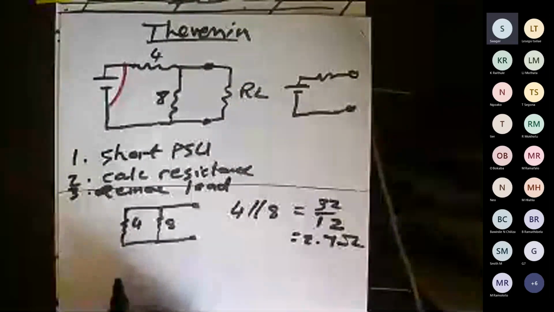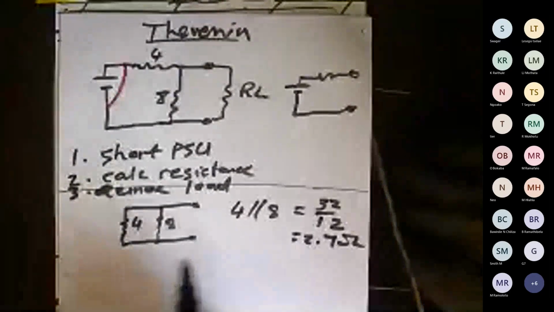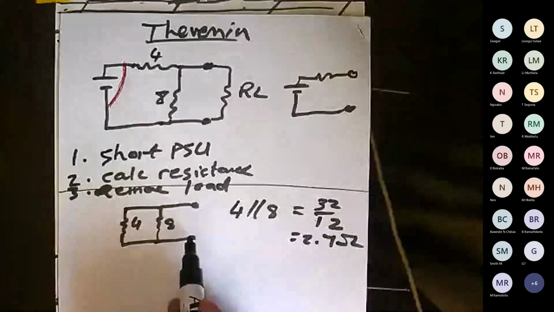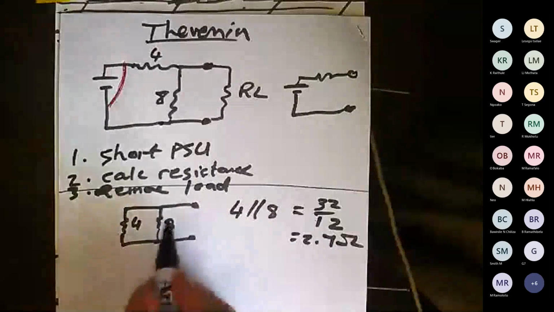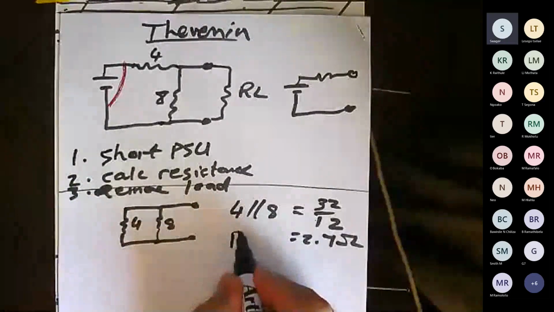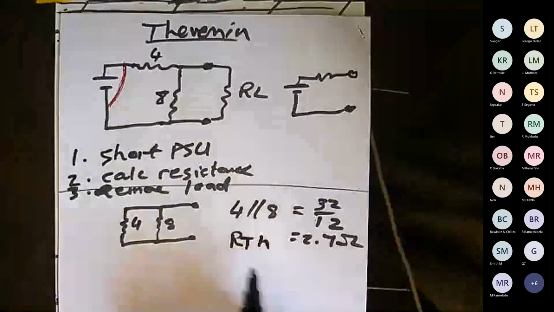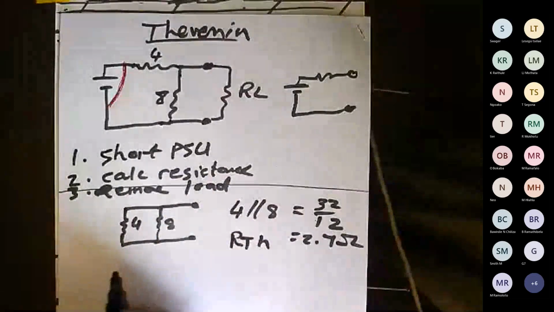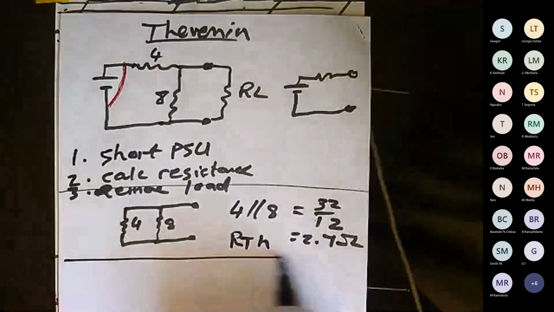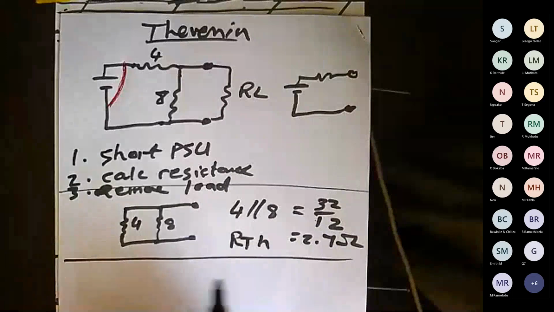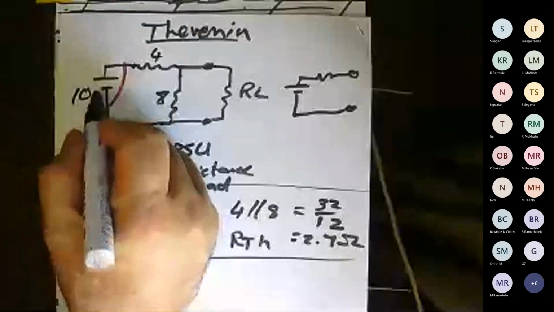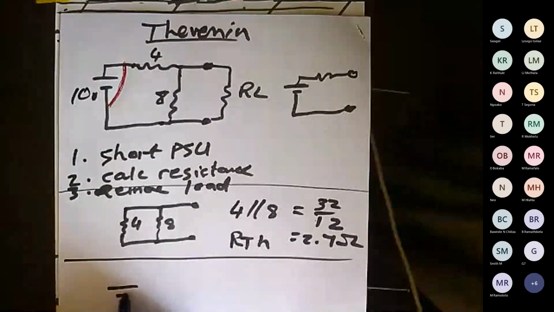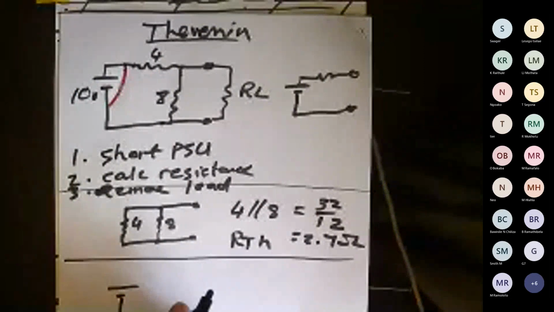Now, when I'm redrawing it, I'm putting back my load resistor and my battery, and I'm using this Thevenin resistor. We call it R Thevenin. That's the value now. So when I redraw it again, my final circuit will look like this, and I will have my battery. Say that was a 10 volt battery.